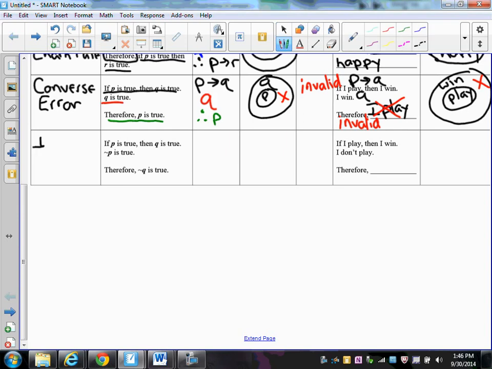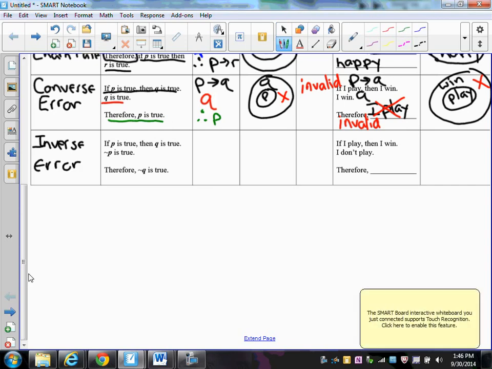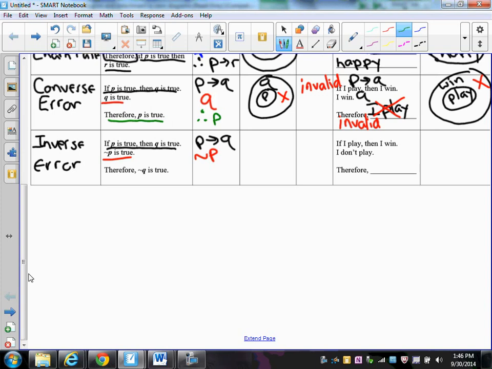We also have an inverse error. So the inverse error says if P is true, then Q is true. Then it tells us not P is true, therefore not Q is true. So let's take a look at what this looks like.